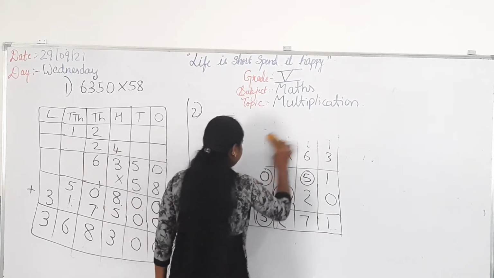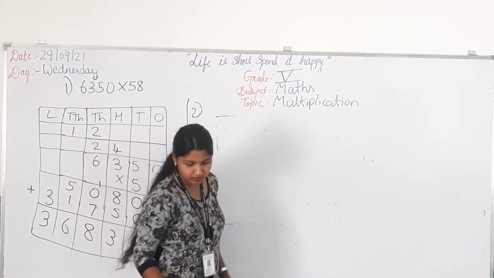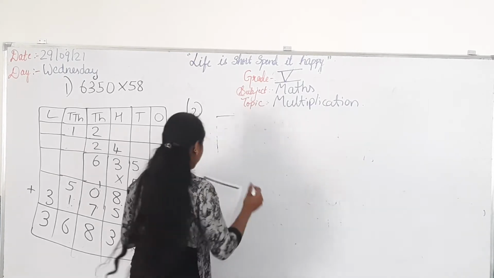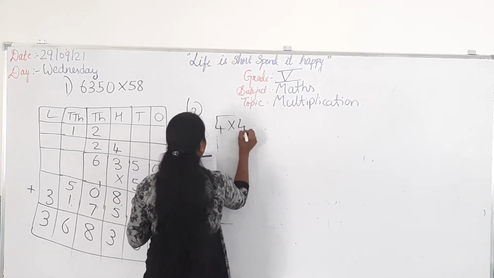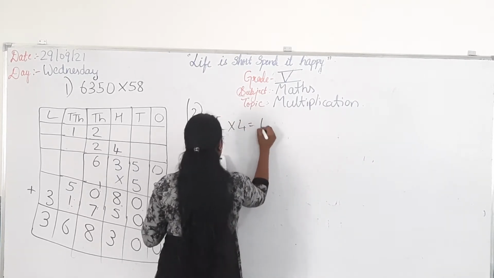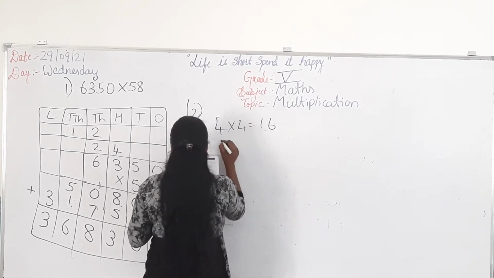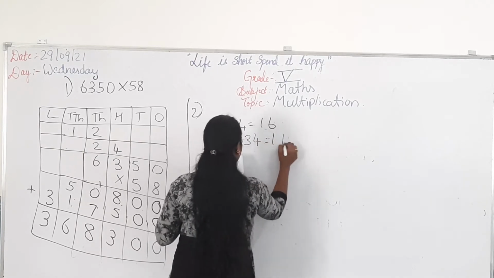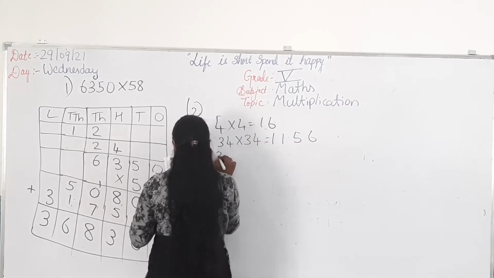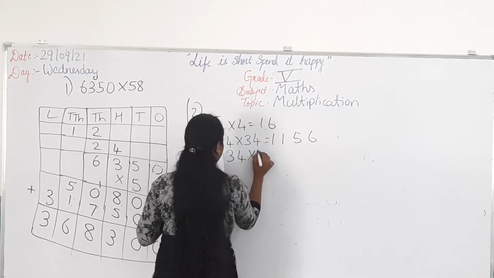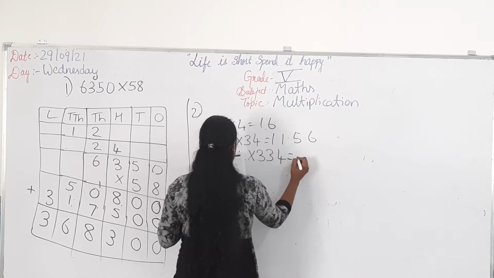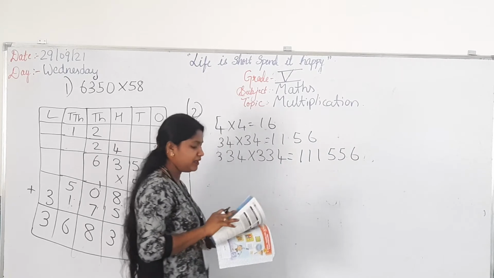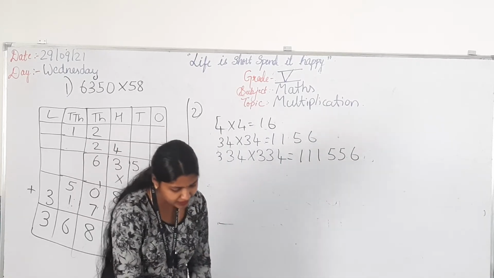Then see the example. Observe the pattern and write the next two terms. So see the pattern. 4 into 4 equals 16. And 34 into 34 equals 1156. Then 334 into 334 equals 111556. So what will be the next number? Yes, tell me, what will be the next number?